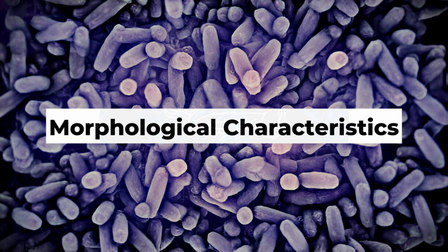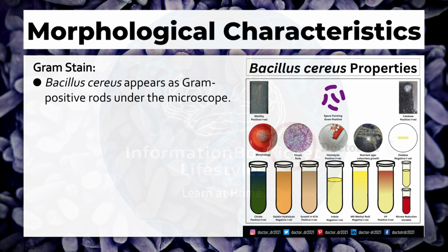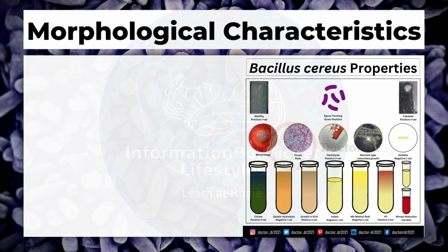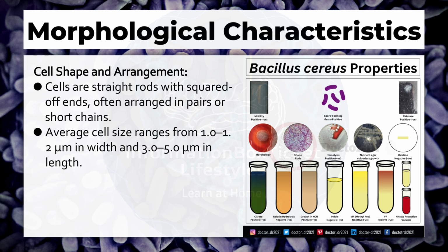Morphological Characteristics. Gram stain. Bacillus cereus appears as gram-positive rods under the microscope. In older cultures, or under stress, some cells may appear gram-variable due to cell wall changes. Cell shape and arrangement. Cells are straight rods with squared-off ends, often arranged in pairs or short chains. Average cell size ranges from 1.0 to 1.2 micrometers in width and 3.0 to 5.0 micrometers in length.